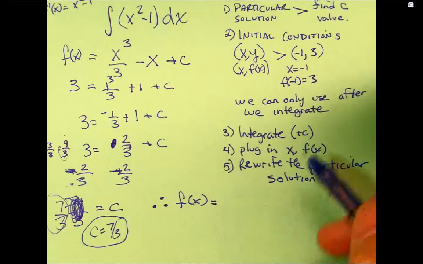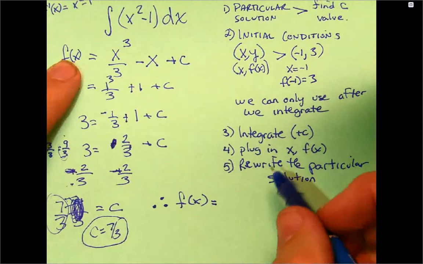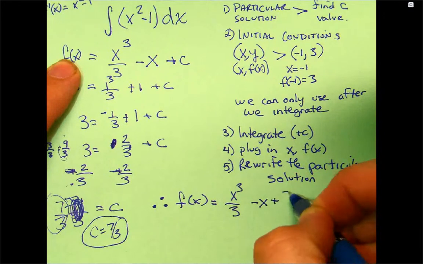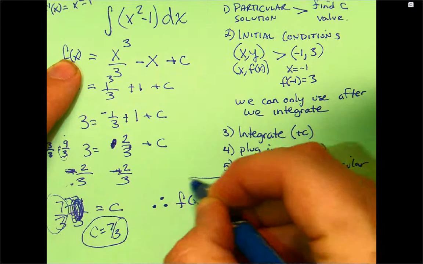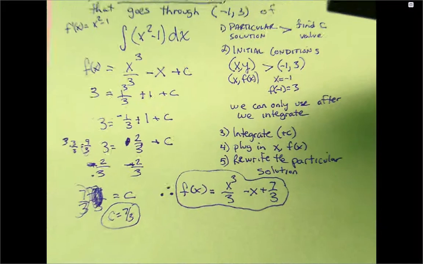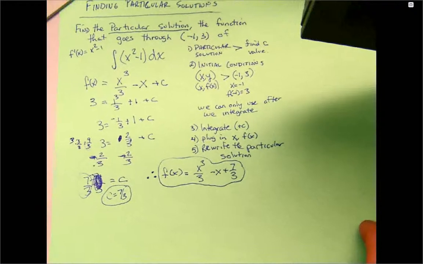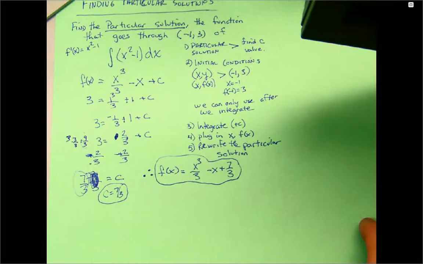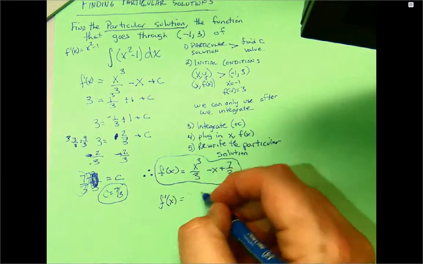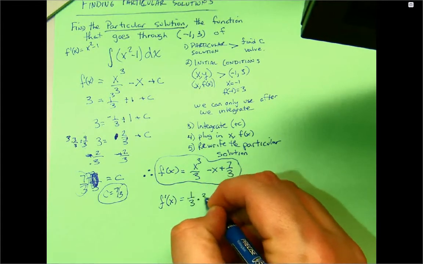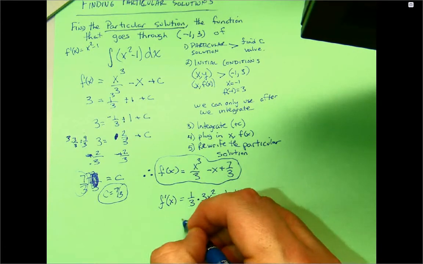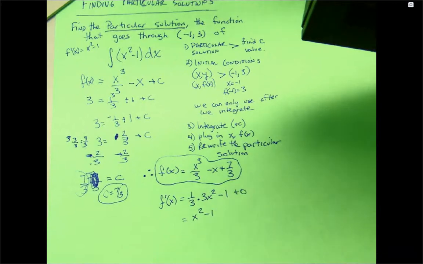Alright, so we'll get x cubed over 3 minus x plus 7/3. This function is your particular solution. This is one of an infinite number of functions whose derivative is x squared minus 1. And if we wanted to test it, just do f prime of x. This would be 1/3 times 3x squared minus 1 plus 0. 1/3 times 3 is 1, so this is x squared minus 1. Did it work? Yeah. It did.